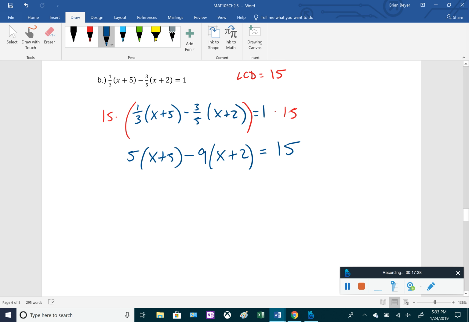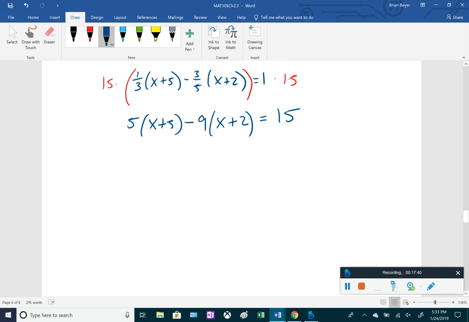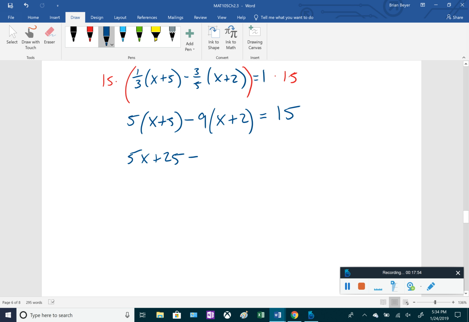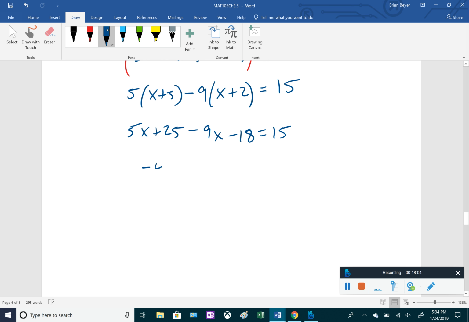Okay, now we just solve this like we normally would because we have no more fractions, so it's a little bit easier. So we're going to distribute on the left-hand side. We're going to distribute the 5, distribute the negative 9. So it's 5x plus 25. Distribute the negative 9, minus 9x minus 18 equals 15. Combine like terms on the left. So we get 5x minus 9x. That gives us negative 4x. 25 minus 18, that gives us a 7. Equals 15. Subtract 7 on both sides now.